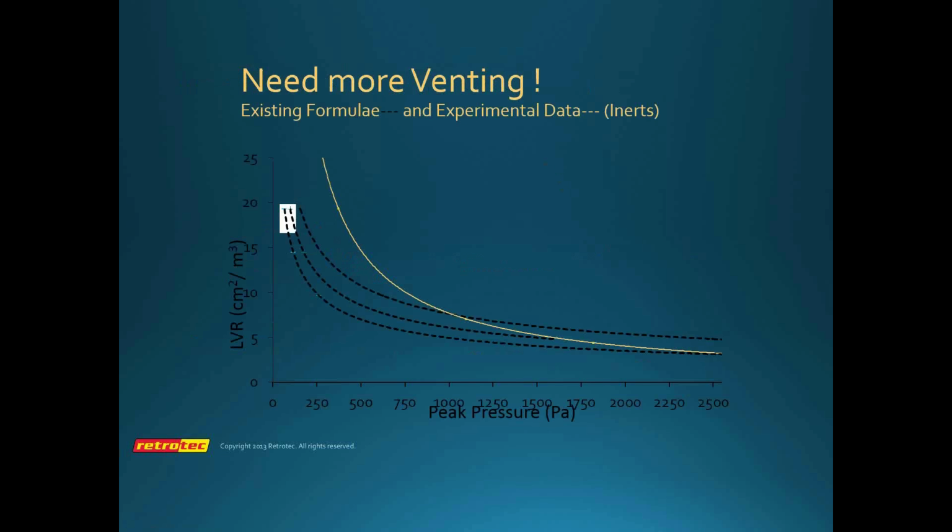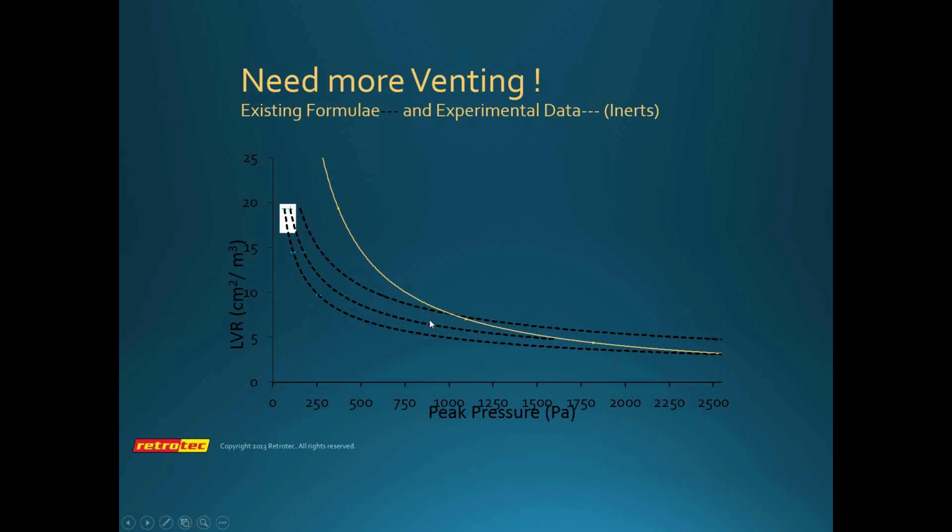Just a quick word on some of the manufacturers' venting formulas. One of the things that we discovered is like the clock where the hands are stuck. It's right twice a day. The same thing is true with these equations. There is a point at which they cross over at around 1,000 or 2,000 pascals.